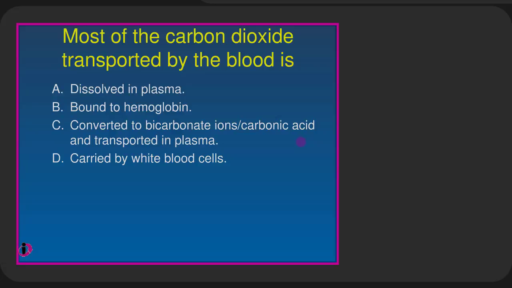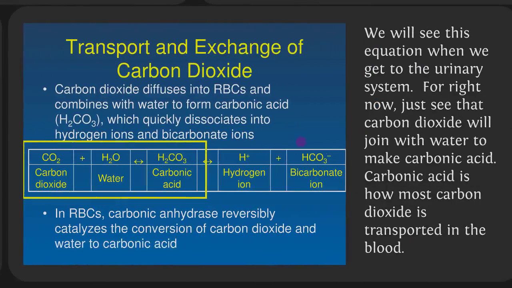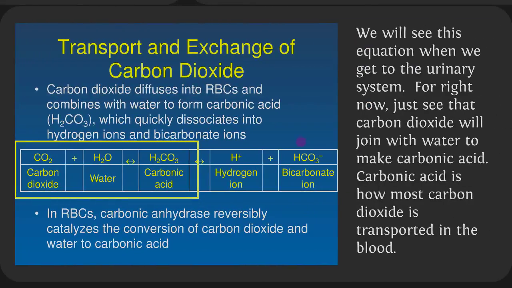Most of the carbon dioxide transported by the blood is converted to bicarbonate ions, carbonic acid, and transported in plasma. So that would be C. We'll see this equation when we get to the urinary system. For right now, just see that carbon dioxide will join with water to become carbonic acid. Carbonic acid is how most carbon dioxide is transported in the blood.